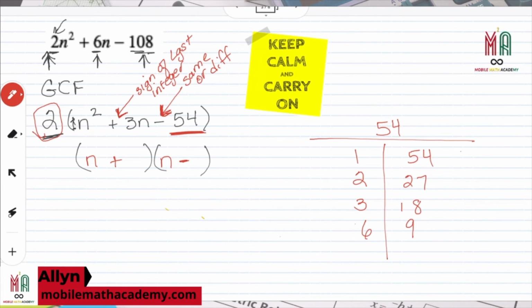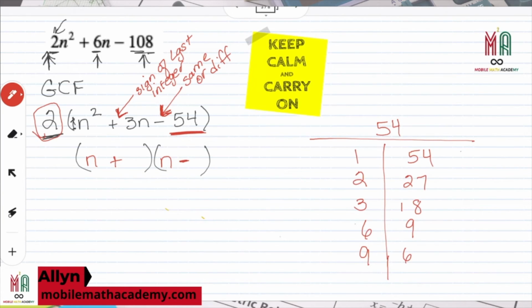What about 7? 54 divided by 7? No. 54 divided by 8? No. 54 divided by 9? Yes. So now we're back to 9 and 6. And then, of course, it's going to repeat itself, right?